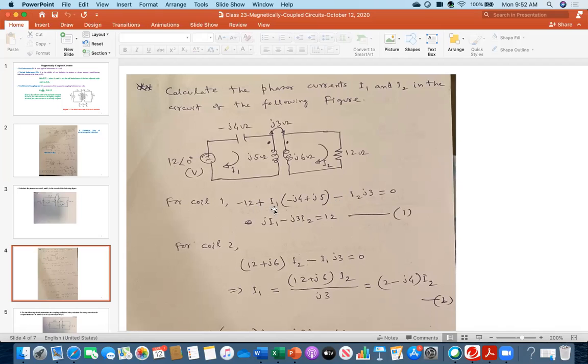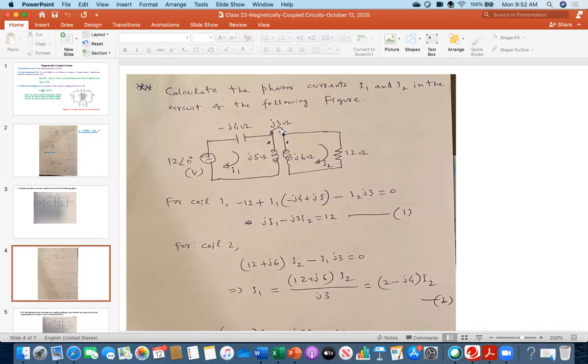Okay, so therefore I'm simplifying from here. Here I got J I1 because plus J4 and this one, and then 12 I have taken. This is equation number 1. Now everybody see for coil number 2. For coil number 2, there is no source like that. So what I am doing, this 12 plus J6, that multiplied by I2.